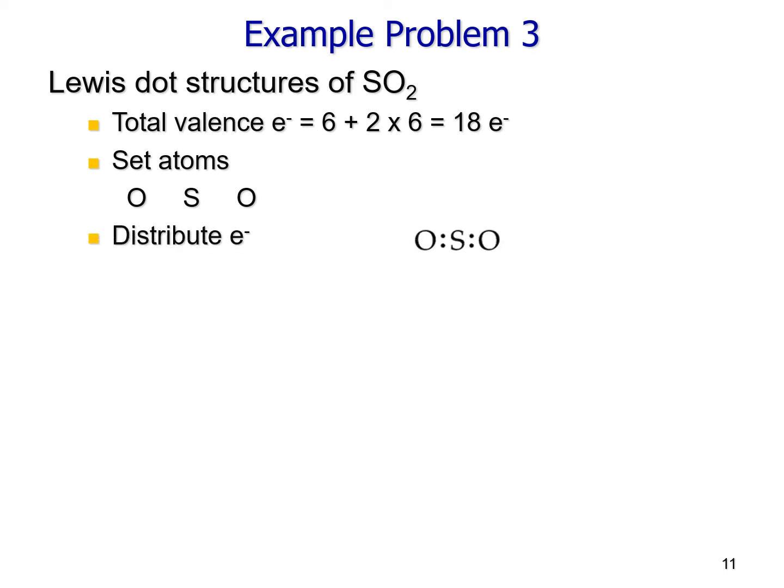And as we distribute electrons, remember our first step is only a single bond for each pair of bonding atoms. That's 4 electrons. Our next step, make sure terminal atoms like oxygen attain an octet. 4 electrons plus 6, that's 10, plus another 6, that's 16 electrons. And the last 2 electrons will go to the sulfur. That's all for 18 electrons.